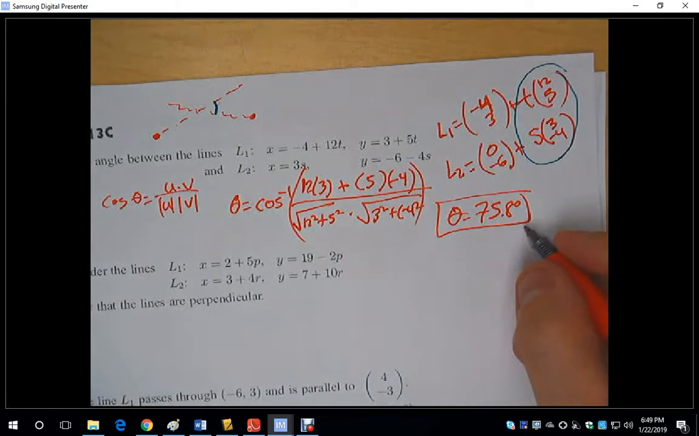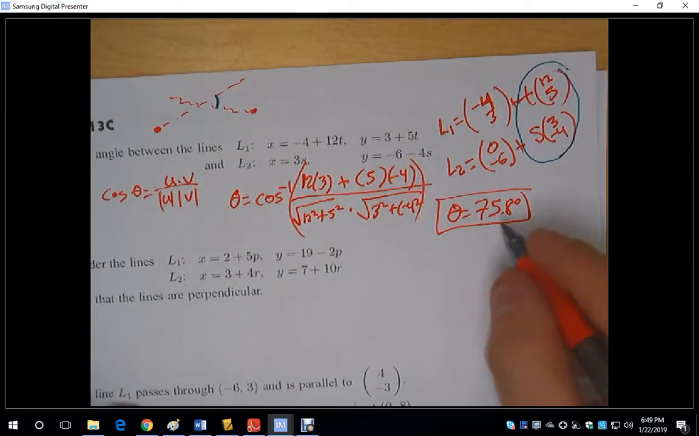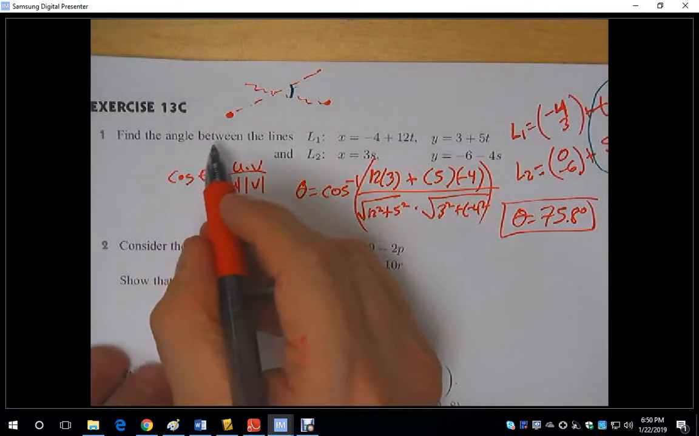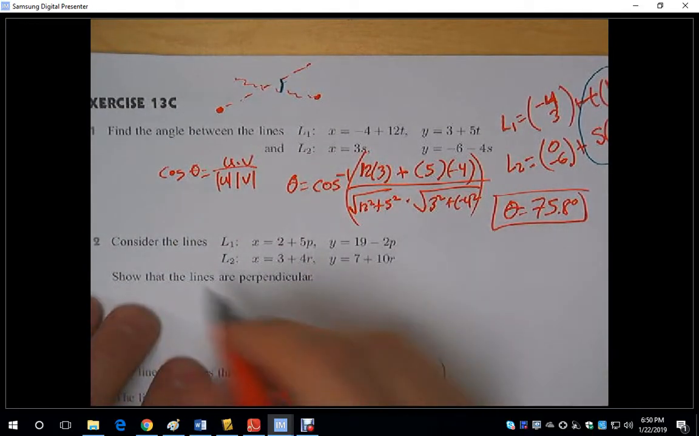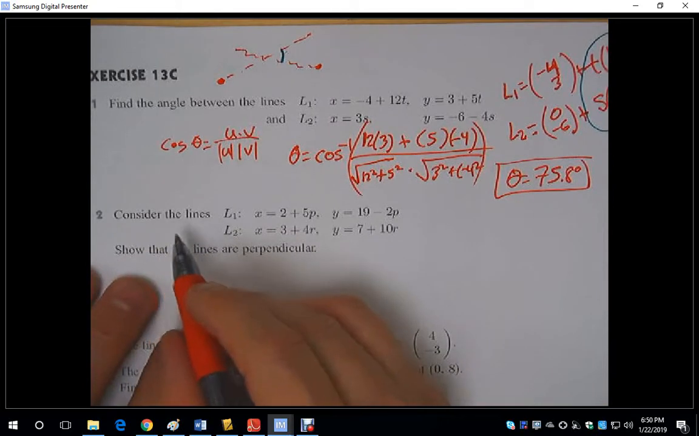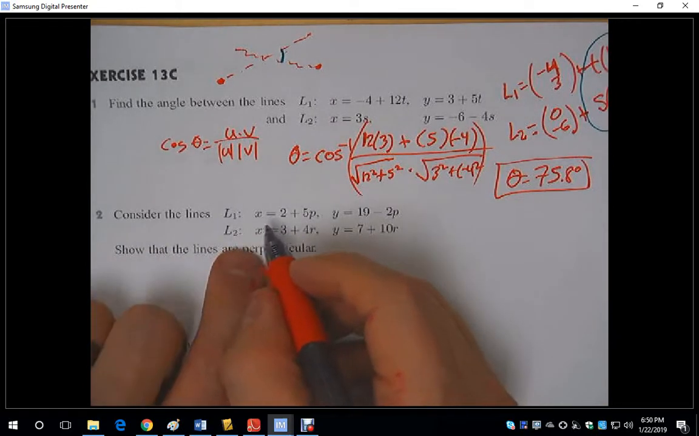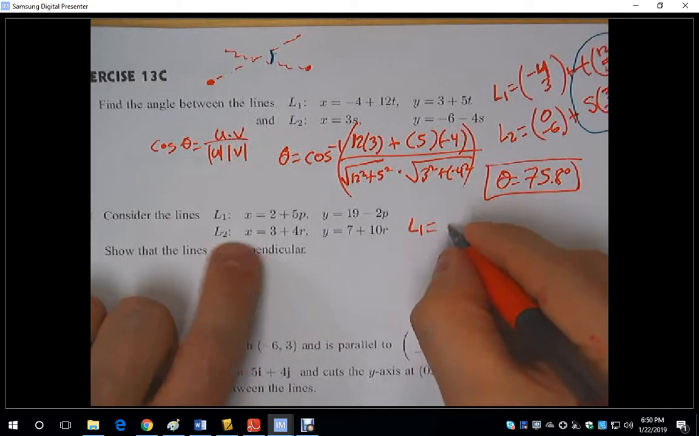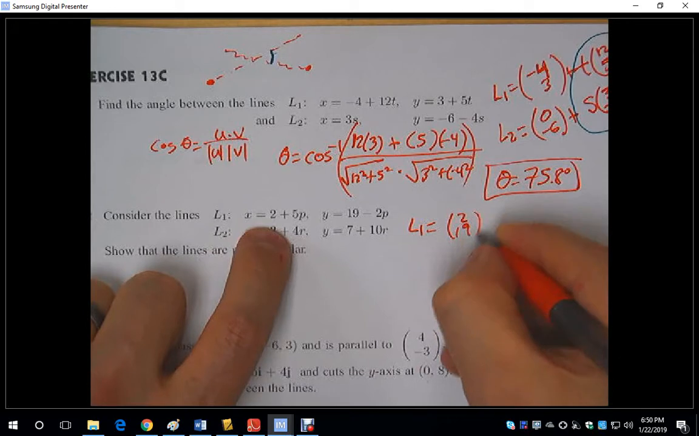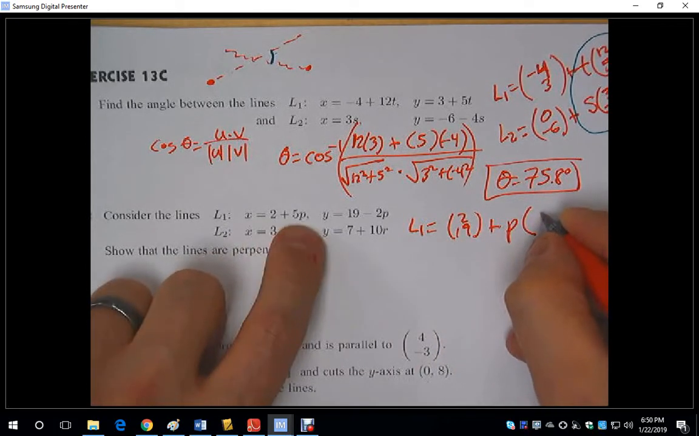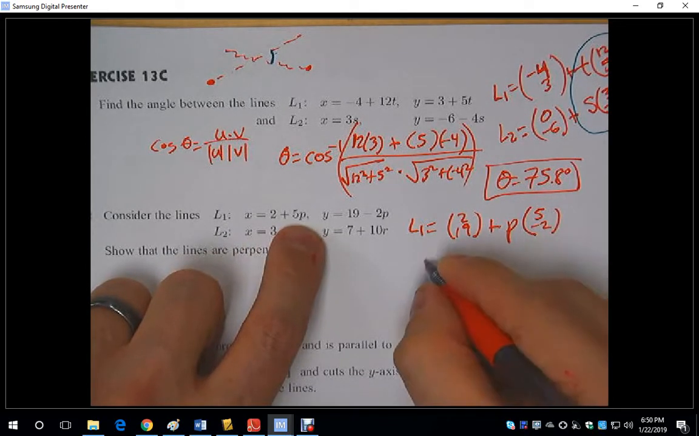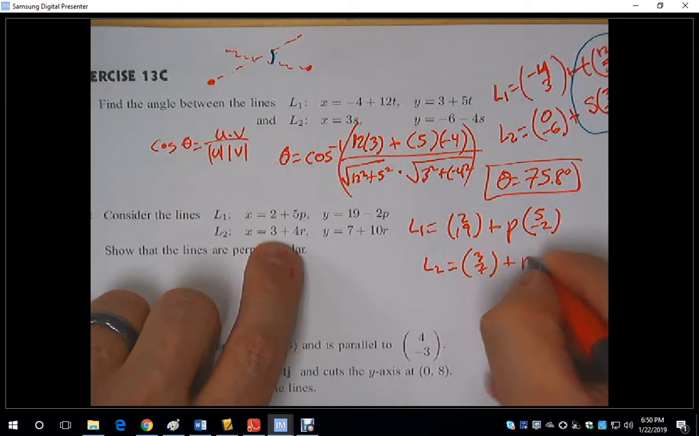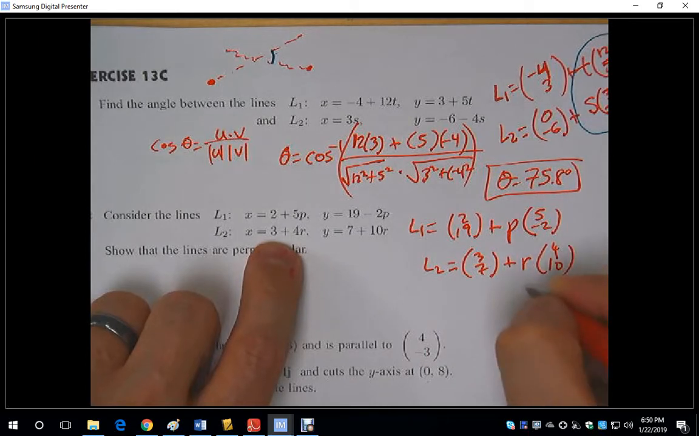Now because 75.8 degrees is an acute angle, it's less than 90, then we're done. When we're trying to find an angle between two lines, it has to be acute. Now if we look at number 2, we have two other lines. Both of these are also written in parametric equations, so let's rewrite them as vector equations. So L1 is (2, 19) plus p times our direction vector of (5, -2). And L2 is going to be (3, 7) plus r times (4, 10).